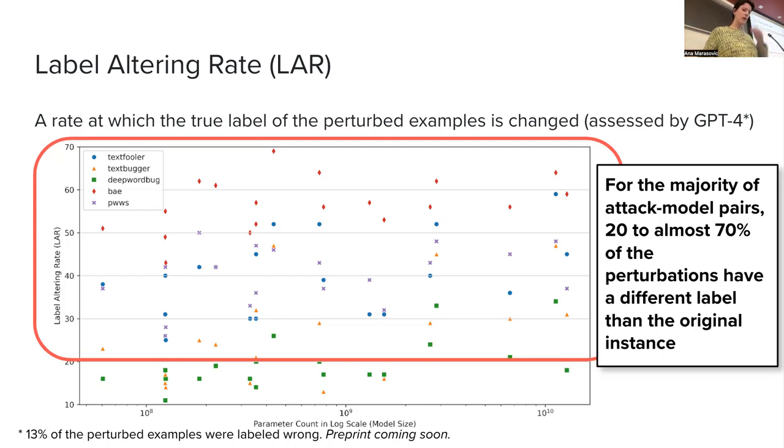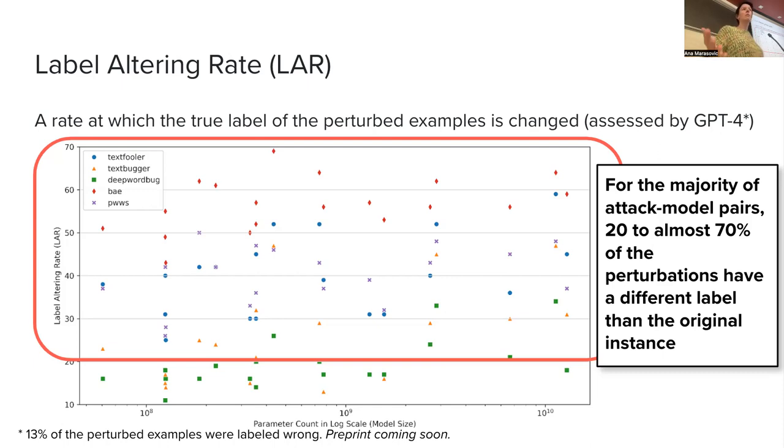Otherwise, we say it did not, and we report the fraction of those that had altered. A reasonable question might be how good GPT-4 is at this. We find that it has an error rate of about 13%. So this is not super clear cut, but it gives us a lot of information because we see that for this attack, BAE, the rate at which it produces attacks that change the true label is pretty high, sometimes close to 70% of the attacks have a different label than their original instances.